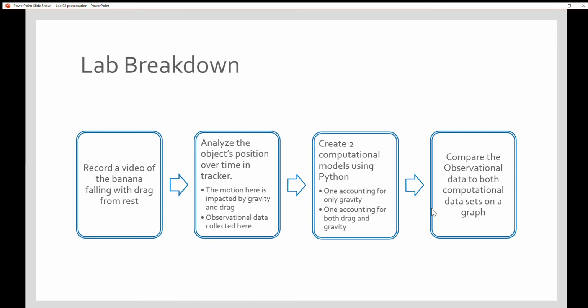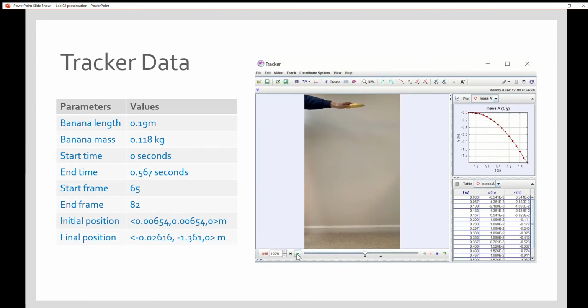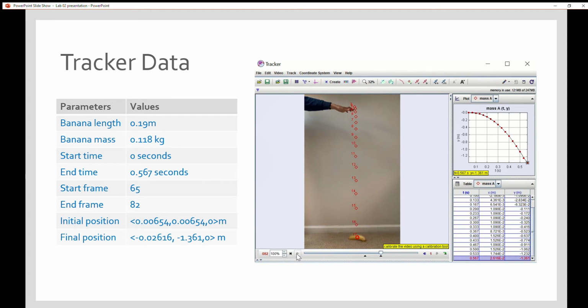For the lab, I recorded a video of a small banana falling from rest, then analyzed the position over time in Tracker, then calculated two computational models in GlowScript, and finally visually compared the observational data to the computational data sets. For my Tracker video, I chose to use a banana with a mass of 0.118 kilograms as my falling object. I chose it because it had a decent surface area and was small.